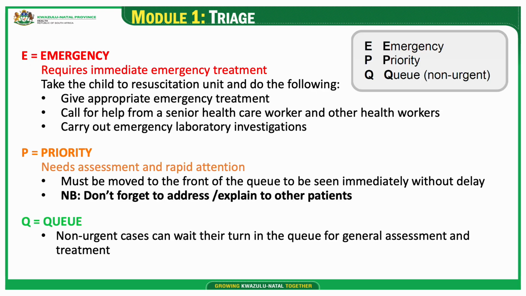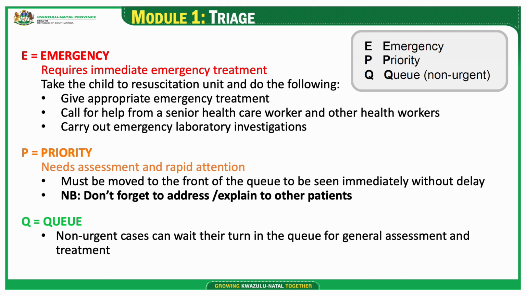The components of triage, or the categories that patients are sorted into, are emergency, priority, and queue patients. Emergency patients, which as you can see is marked in red, require immediate emergency treatment. We need to take the child to the resuscitation unit and do the following: give them the appropriate emergency treatment for the sign that you've picked up, call for help from a senior doctor, and carry out emergency laboratory investigations.